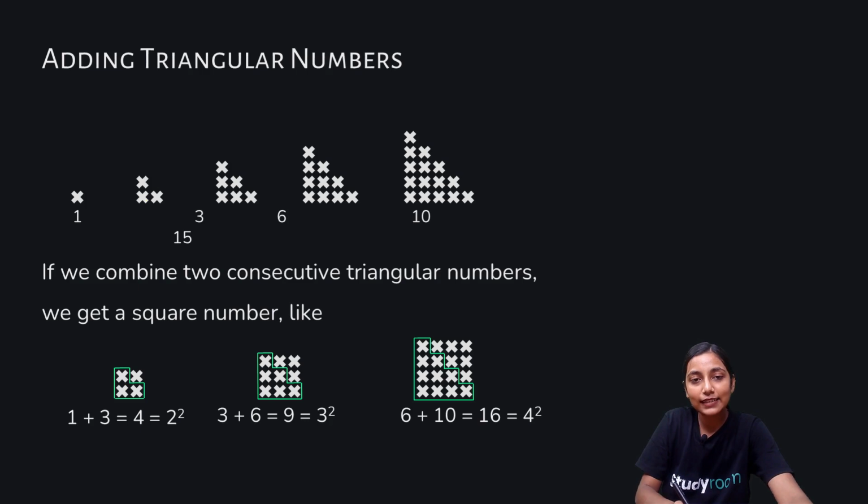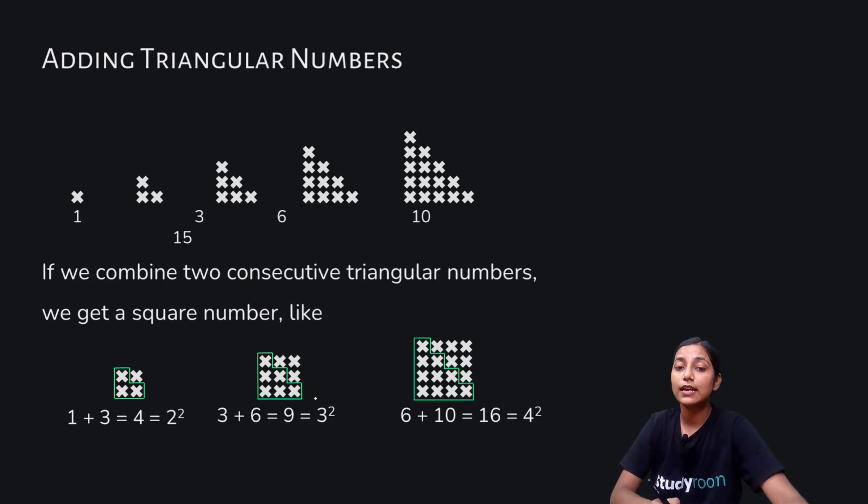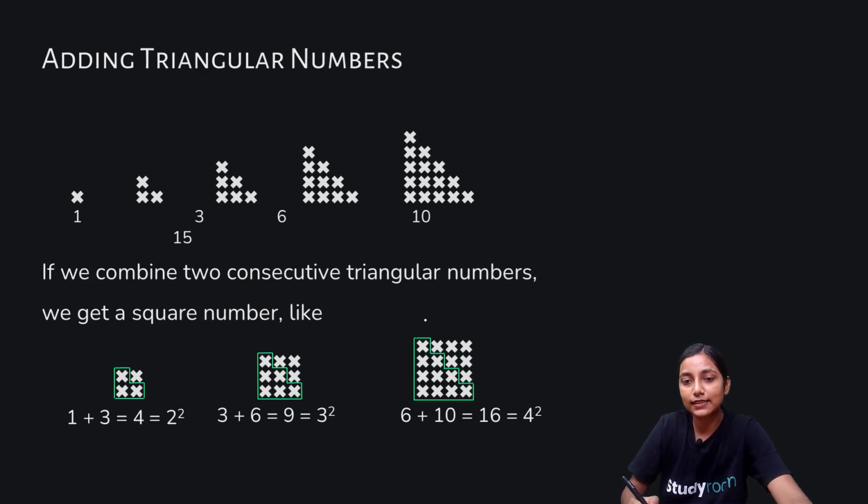Now similarly, if we add this 3 and this 6, what do we get? 3 plus 6 is 9. 9 is again a perfect square, because 3 square is 9. Furthermore, if we add 6 to this 10, we get 6 plus 10, that is 16. 16 is again a perfect square because 4 square is 16. This is how you can say that adding two consecutive triangular numbers gives us a square number.